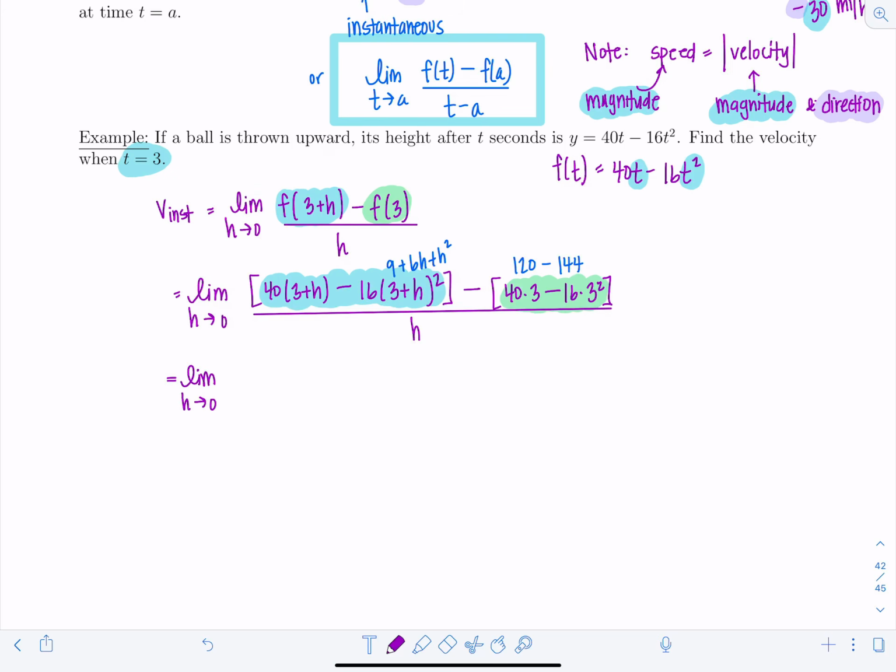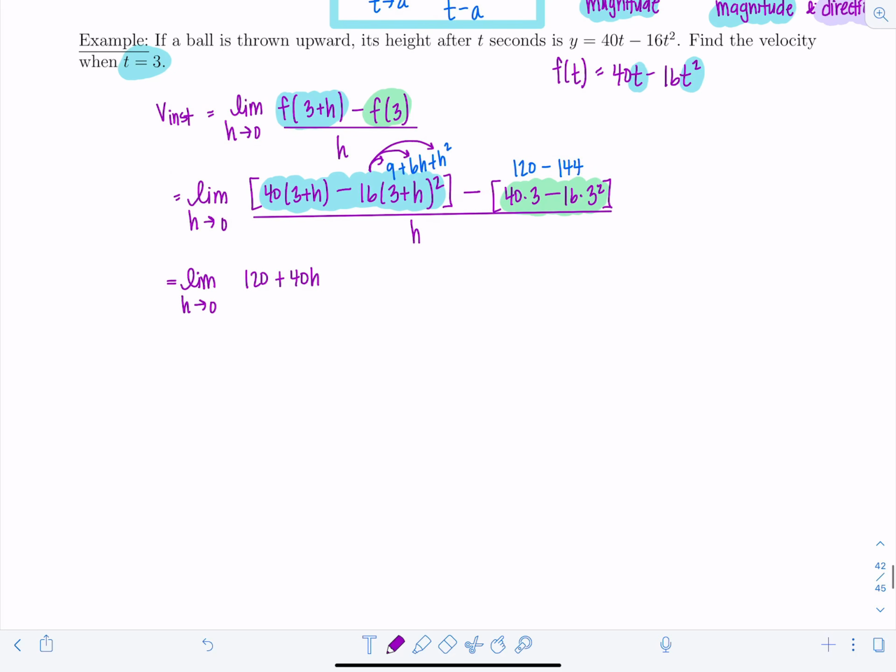Let's see what's going on in the numerator. So we've got 120 plus 40h. And then now I'm going to distribute the negative 16 to everybody here. So negative 16 times 9, that's negative 144, minus 16 times 6h is 96h, minus 16h squared. And then 120 minus 144 is negative 24, but then I'm subtracting that, so it's going to be positive 24. And I divide all of this by h.